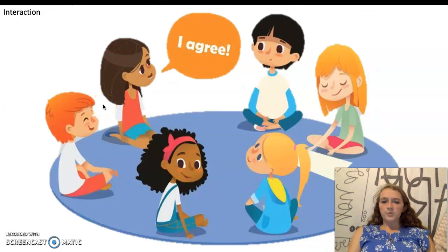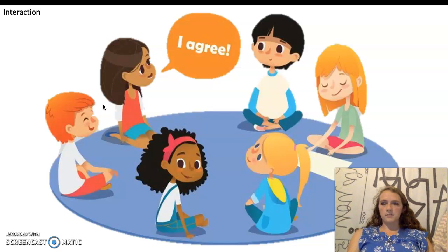Interaction is the ability to interact with others during communicative tasks. This area does involve listening, as they have to listen to their peers to keep the conversation going. This is where we will observe students on how they communicate with others.